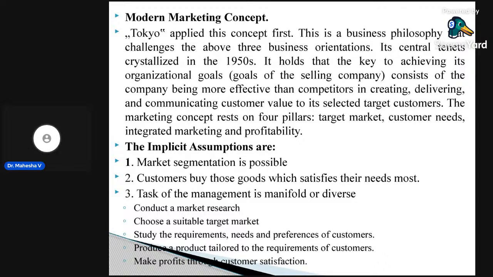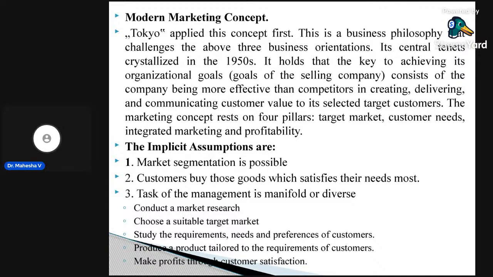While highlighting these values towards your customers, you can make your product more superior than your competitor's product, and that will make your consumers very proud to come and purchase the product. The marketing concept rests on four pillars here: a target mass market, customer needs, integrated marketing, and profitability. These four pillars are under the modern marketing concept, which tries to integrate.